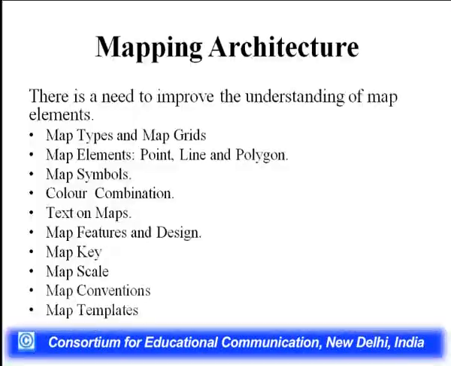Very briefly, I would like to touch also on mapping architecture. There is a need to improve our understanding of map elements. What are these elements? Map types and grids, elements, point, line, area, map symbols, color combination, text on maps, map features, design, map key, map scale, map convention, map template.